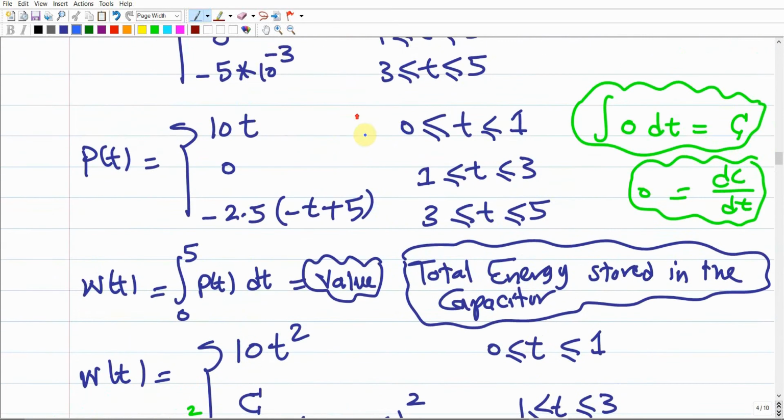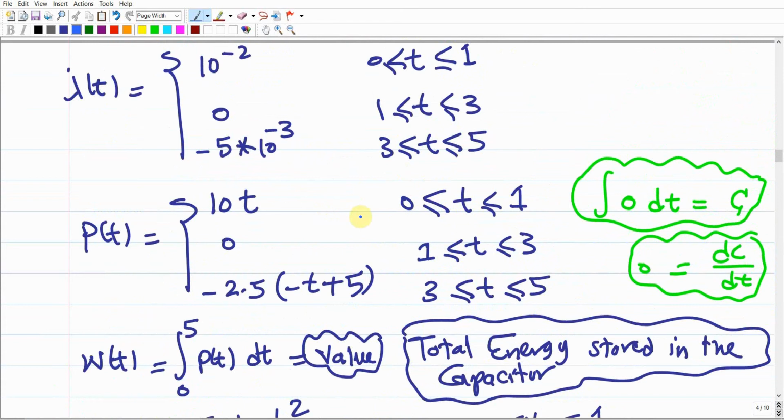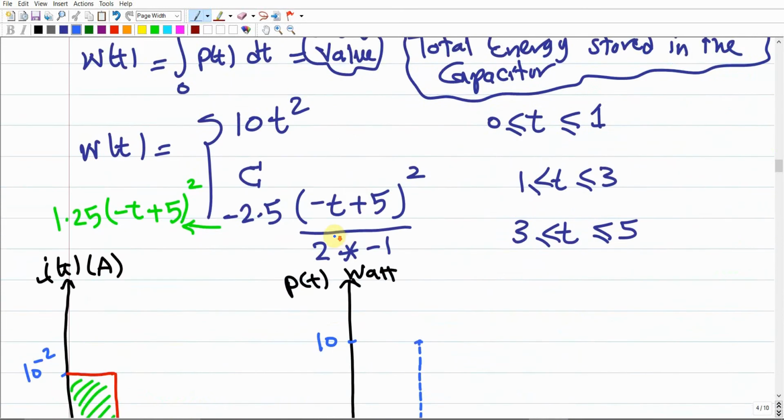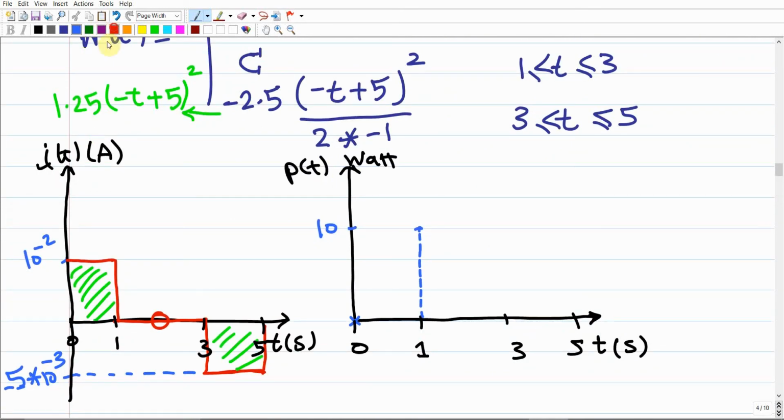Then what? So this is for the first period. So we got 2 points. Your objective is just to connect them with a line, and that's it. So this is going to give us the power function within the first period.